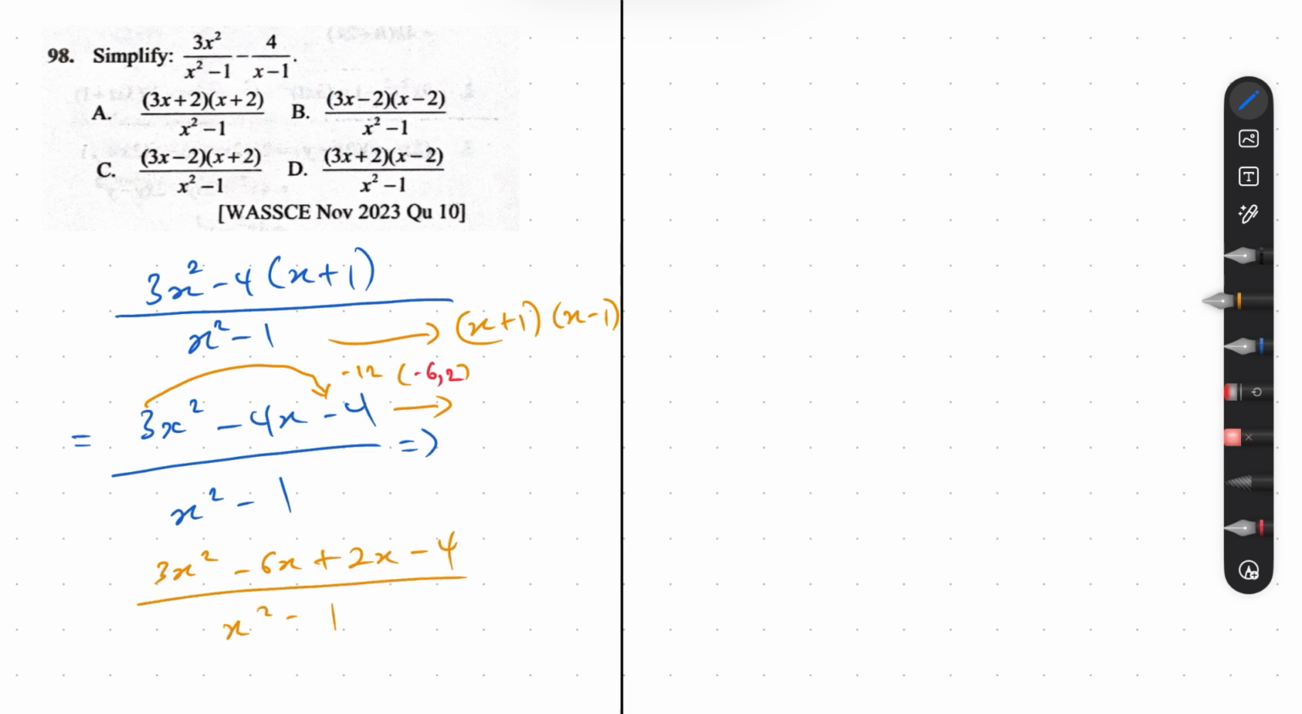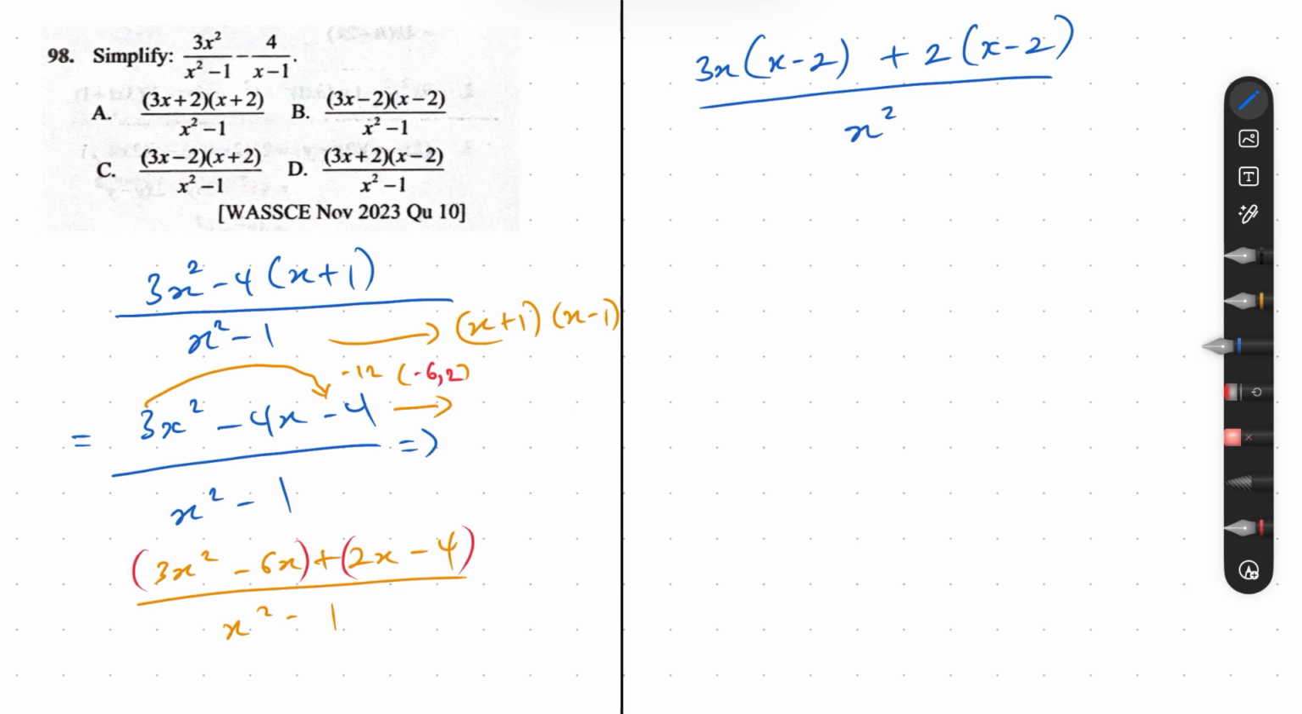So let's put this in brackets and this in brackets. This is very easy to do because this is plus, so it doesn't affect anything. Now here we can factor 3x out, and here we can factor 2 out. So we're going to have 3x out of the bracket, and finally we have x minus 2. Then plus, if we factor 2 out, we have x minus 2, all over x squared minus 1.